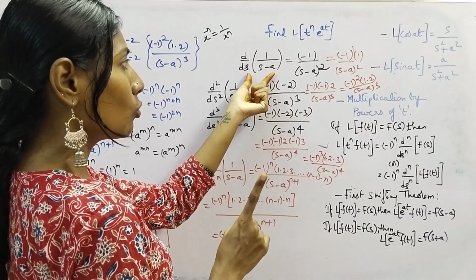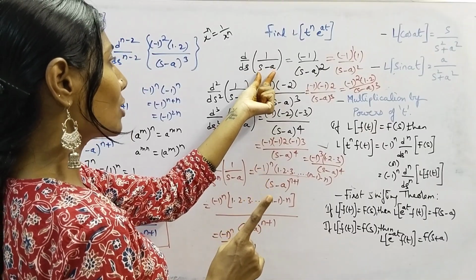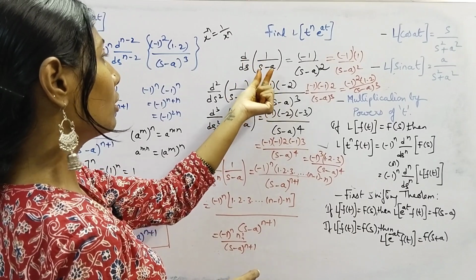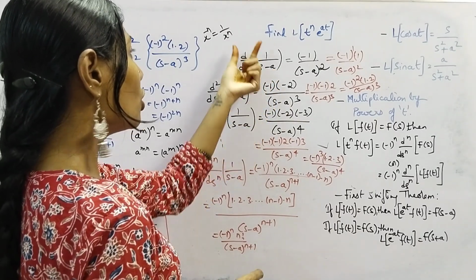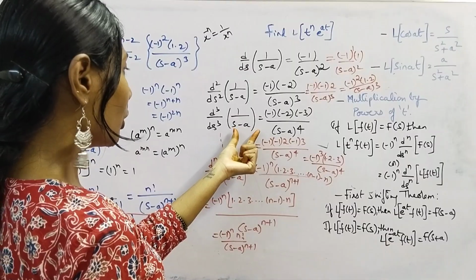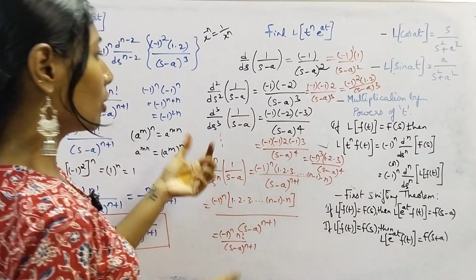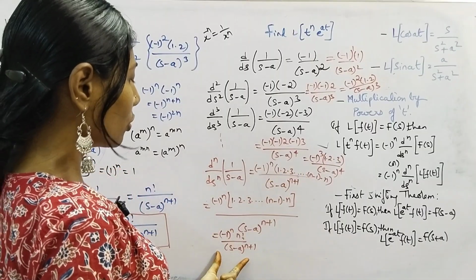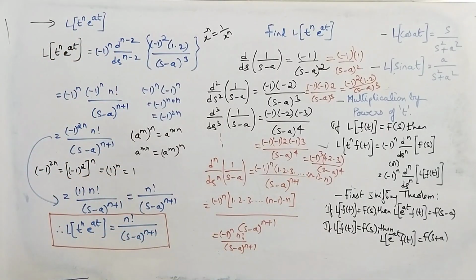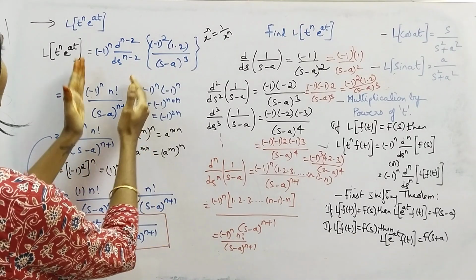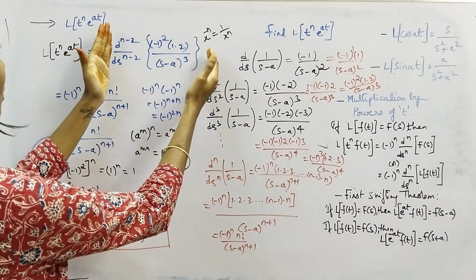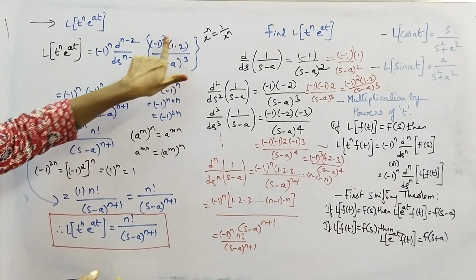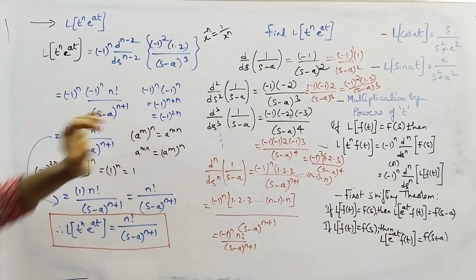First we find the first derivative of L of e power at, that is 1 by s minus a, and next you'll find the second derivative of 1 by s minus a, and next the third derivative of 1 by s minus a. Using these three, we'll find the nth derivative in general. We'll just observe these three and write the nth derivative, and this is what you get. Just substitute in the nth derivative. Here we got the second derivative of 1 by s minus a, I think.